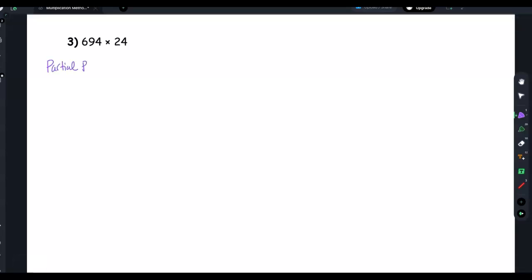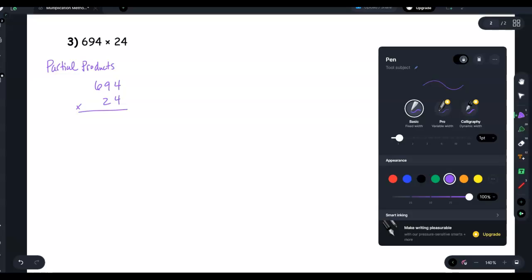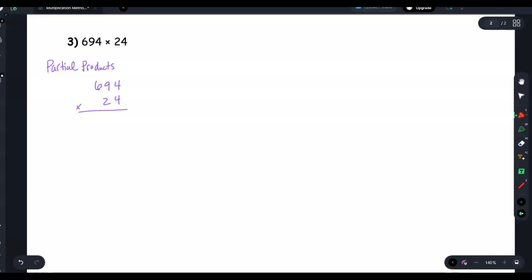Starting with partial products, I'm going to do 694 times 24, listing the longer number first. If you're wondering why I keep saying longer number, it's because later you'll have decimals in there. So it doesn't have to do with which one's bigger, it has to do with which one has more digits. So I'm going to start by multiplying 4 times 4, which is going to give me 16.